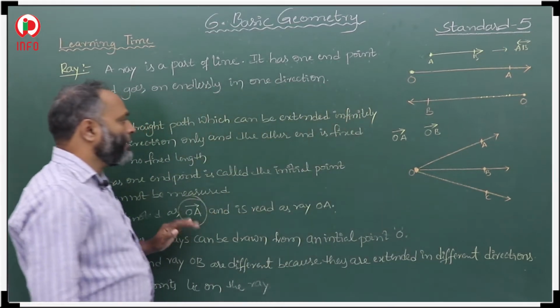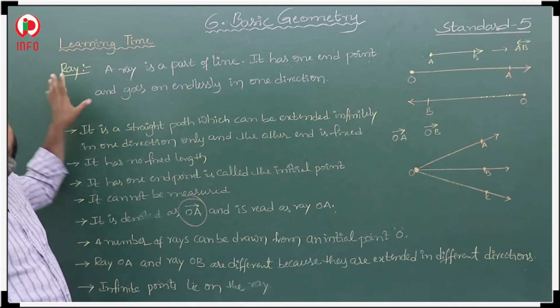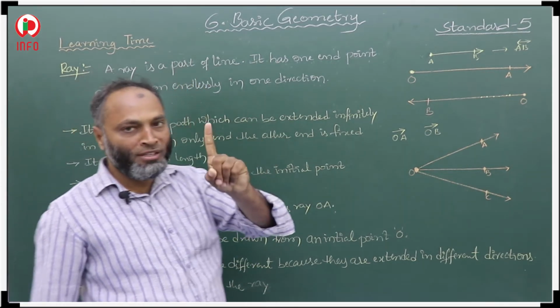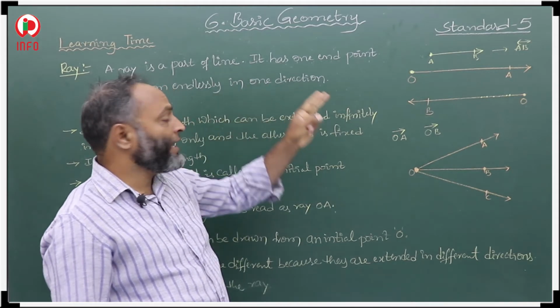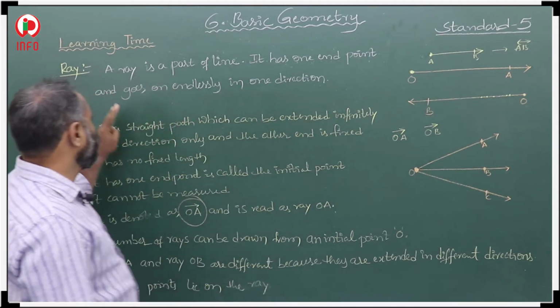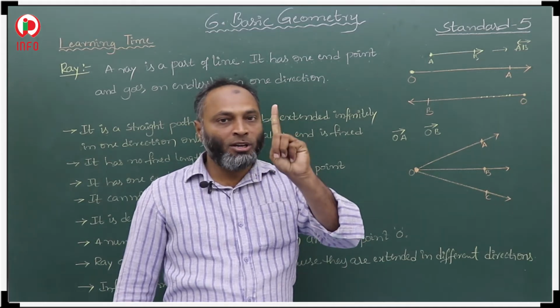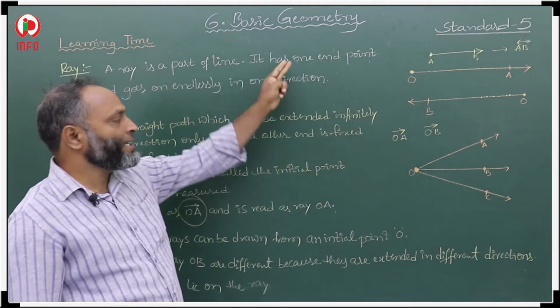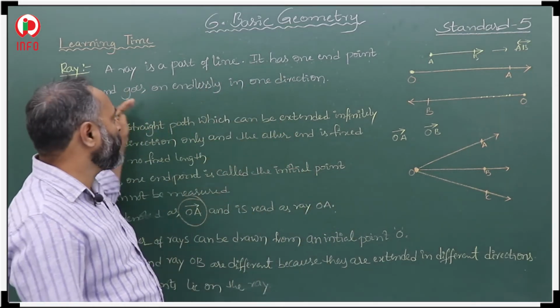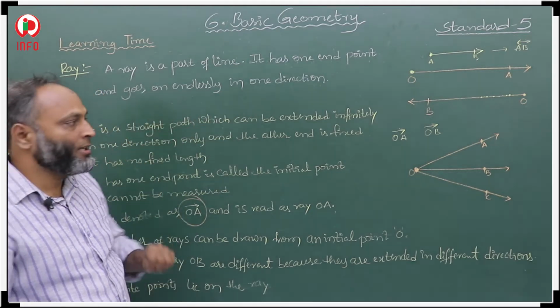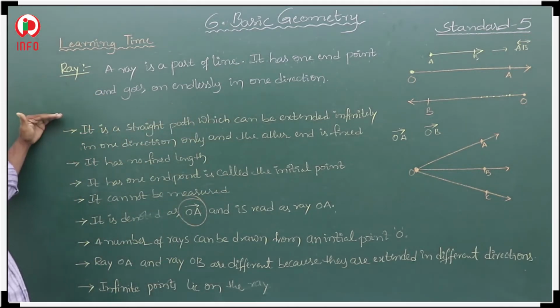These are the properties of rays. First, what is a ray? For a ray, there are three things. The first one is, it is a part of a line. The second, it has one end point. The third, in the other direction, it moves infinitely. These are the three points.